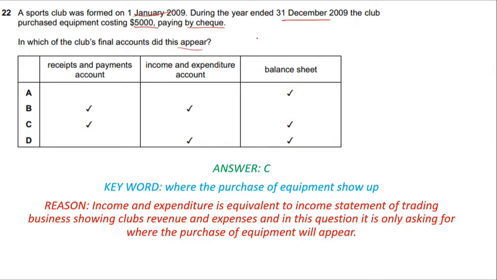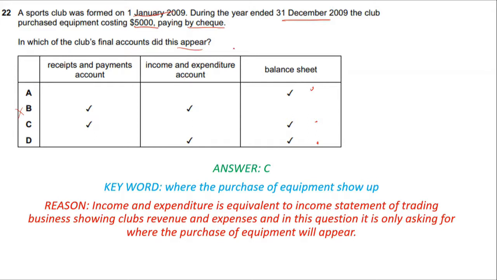It's basically asking you, there are 3 different types of statements: balance sheet, income and expenditure, and receipts and payments. The purchase of an asset would definitely appear on the balance sheet. So it's either option A, option C, or option D. Option B is clearly not an option, so you can eliminate B. Now you have to decide between A, C, and D. Option A is only the balance sheet. No, it's not necessarily going to appear only on the balance sheet. It has to appear on another statement as well.